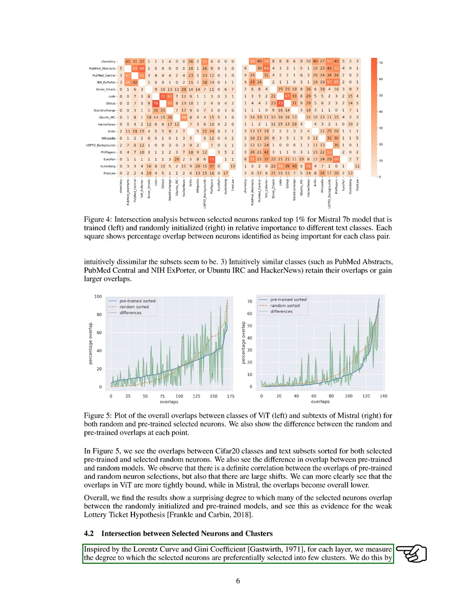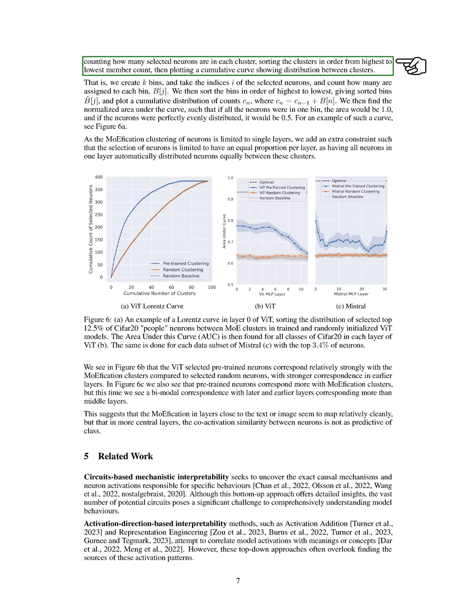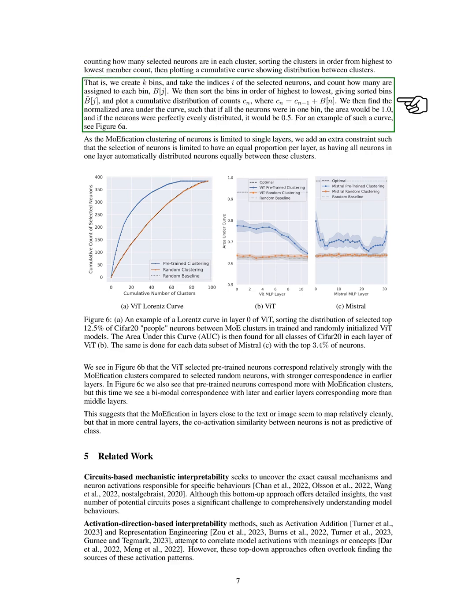Finally, we measure how selected neurons cluster within layers, inspired by the Lorenz curve and Gini coefficient. We count selected neurons in each cluster, sort them, and plot a cumulative distribution. We normalize the area under the curve to assess distribution, where a value of 1.0 indicates all neurons in one bin, and 0.5 indicates an even distribution.